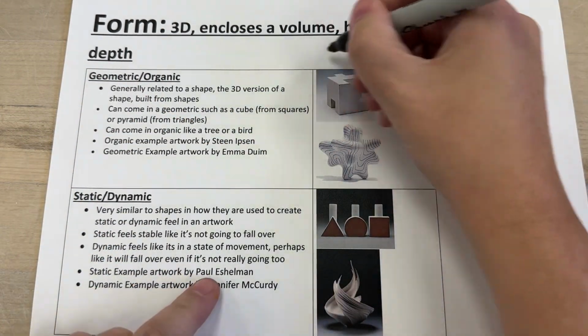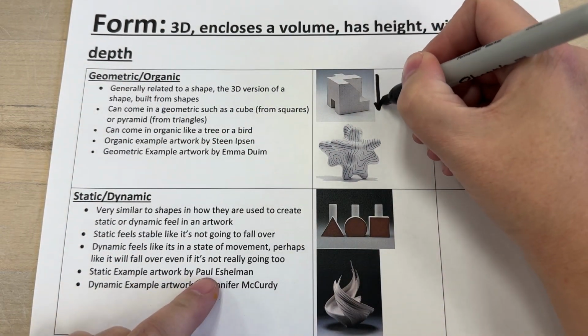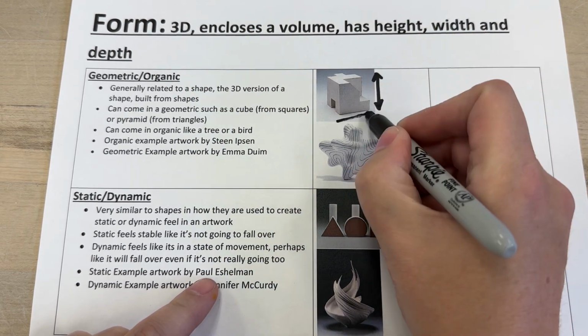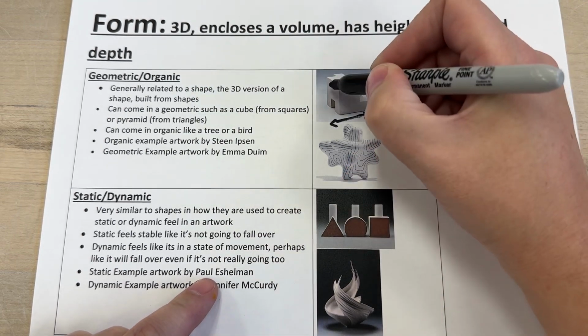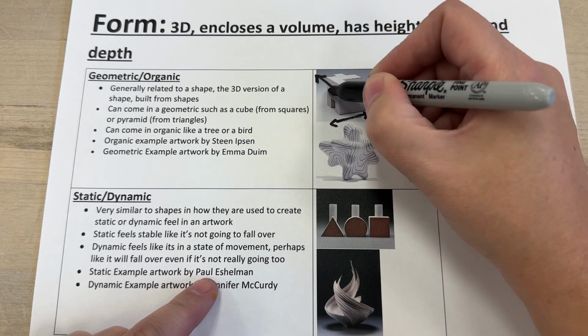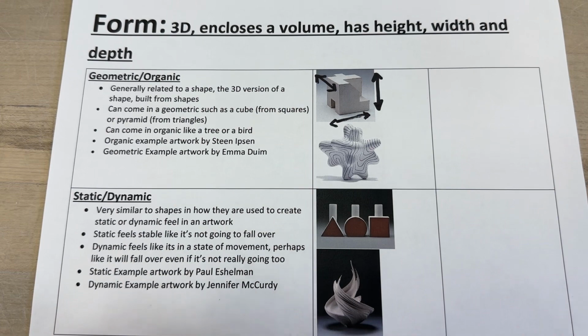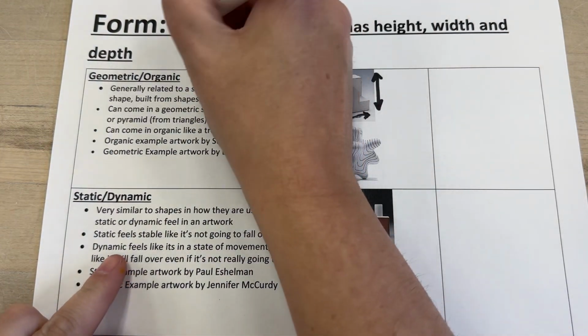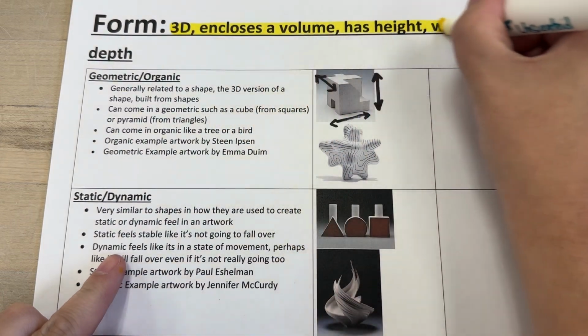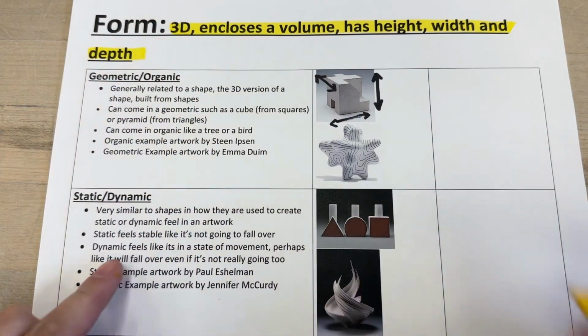So if you have an object and you can measure how tall it is, how wide it is, and how deep it is, then it's a form, not a shape. Now those two are related, and we're going to talk about that in a second, but go ahead and make sure that you've highlighted the definition for form.